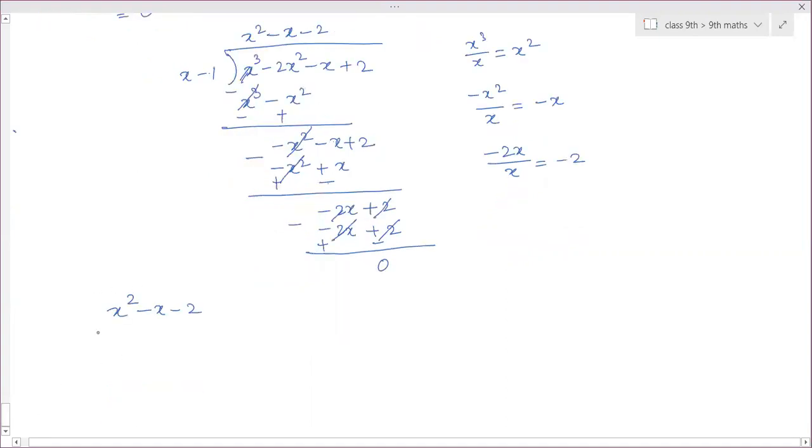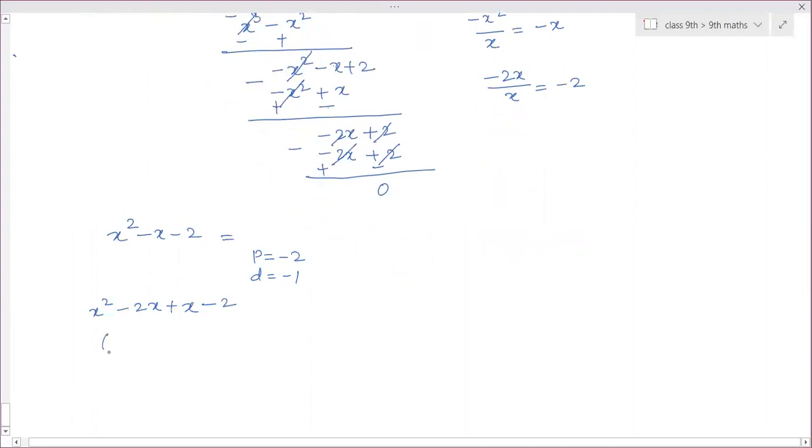So by middle term splitting, we have to factorize this further. So product needed is minus 2, and the difference needed is minus 1. So it is 2 and 1. x square minus 2x plus 1x minus 2. So x into bracket x minus 2 plus 1 into bracket x minus 2. So factors are x minus 2 and x plus 1.